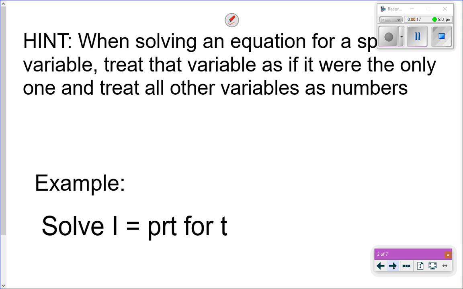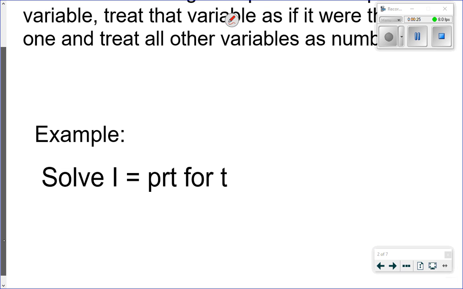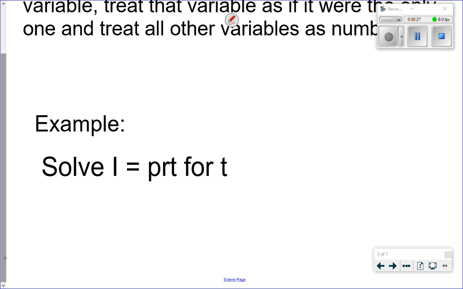When you're solving an equation for a specified variable, treat that variable as if it were the only one and pretend like all the other variables are just numbers. So for example, we're not going to solve this one, but this is what it's going to look like. It's going to give you the equation L equals PRT, and it wants you to solve for T. So we're just going to be undoing operations and getting letters by themselves.